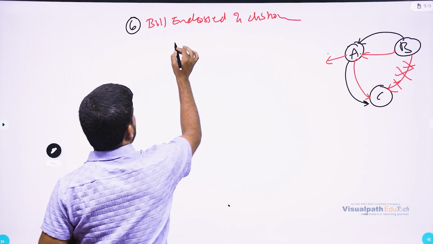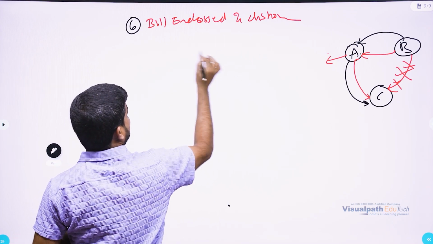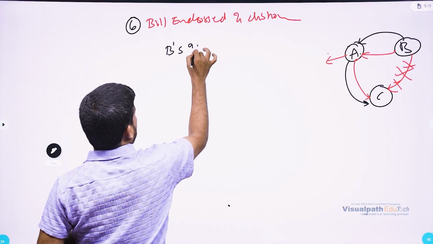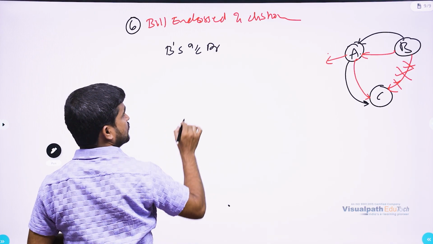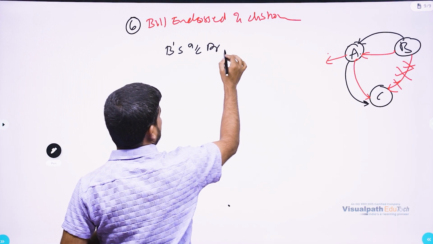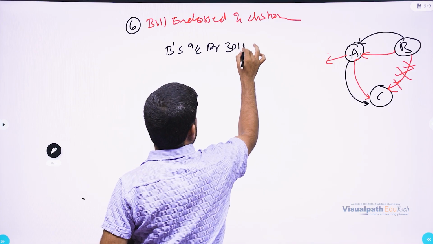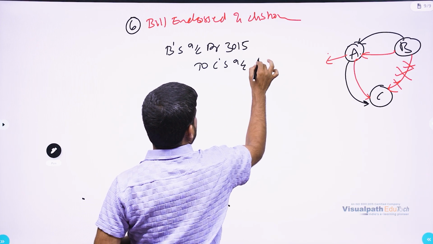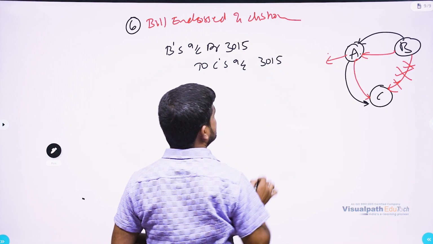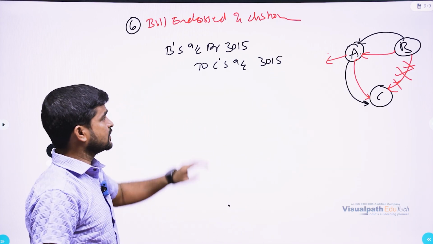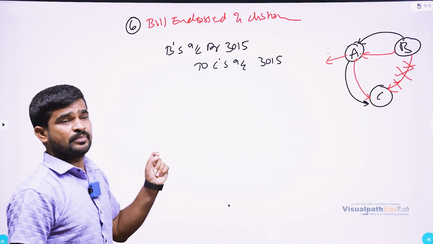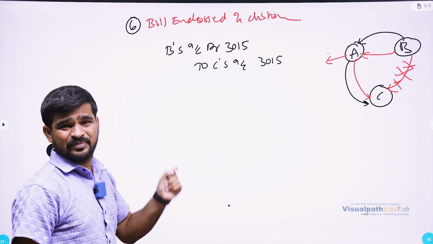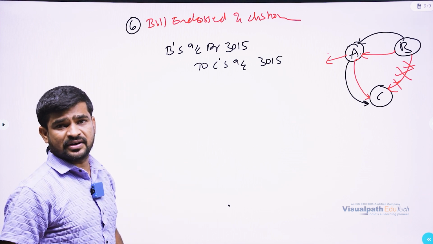He will write a simple entry here: B's account debtor, with the total amount, which is the bill amount of 3000 plus 15 rupees. B's account debtor to C's account, 3015 rupees, he will charge, including the noting charges. This kind of entry will be recorded when the bill which was endorsed is dishonored.